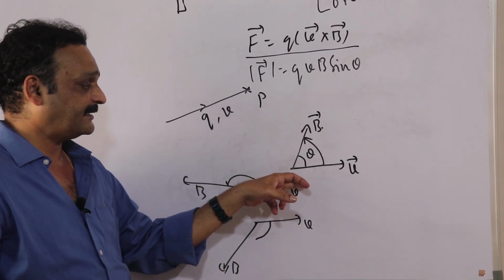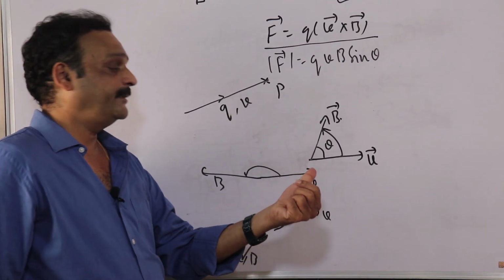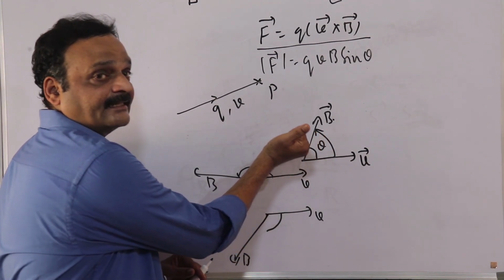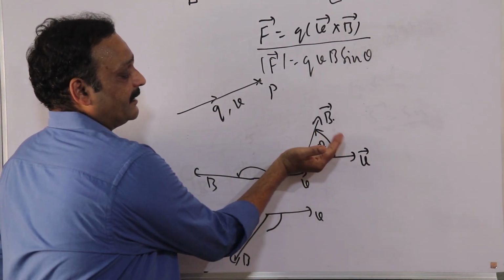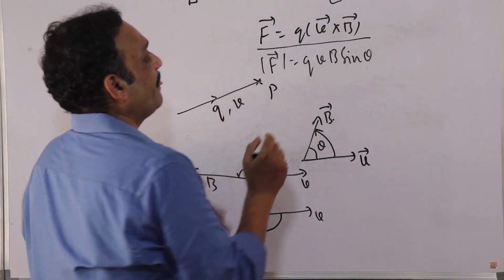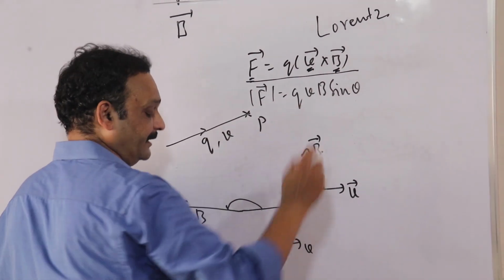Now V and B in this example are in the plane of the board, so the resultant will be perpendicular to the board, into the board or out of the board. Perpendicular means you have to find out using the right hand screw rule. Close your right hand fingers from V to B, and the thumb will give you the direction of the force. So force is always perpendicular to both V and B. That is the meaning of cross product.